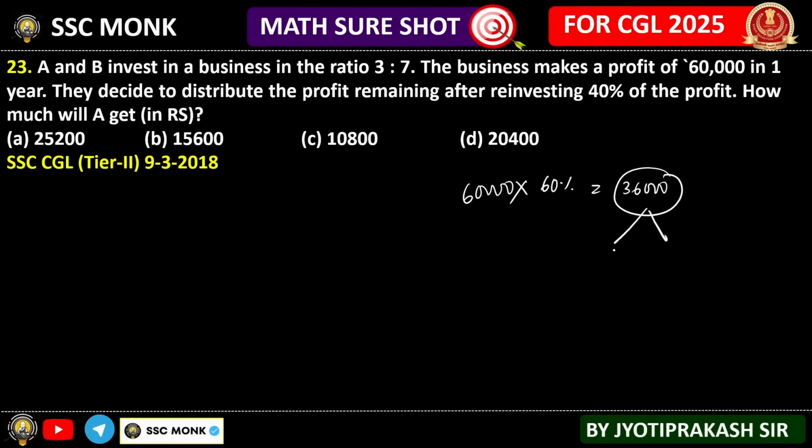Now this 36,000 will be distributed in the ratio of 3:7. Total 3 plus 7, 10. 10 parts is equal to 36,000. 1 part is 3,600. So if it is talking about A, A will get 3,600 multiplied by 3.